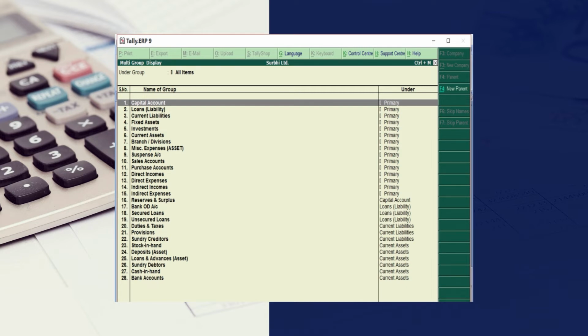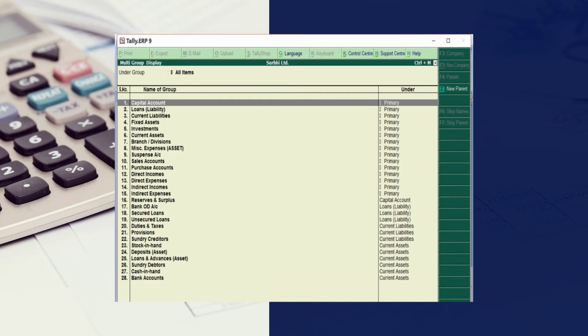Now let us just go through these 28 groups. You can see on the screen multiple group display under group all items. The first group is capital account. Capital account is the amount invested by the owner, so it will come under the primary group. Second is the loan. Loan can be taken as a liability or loan can be given to some other firm or organization or person as an asset. Here loan is representing as a liability and it will come under the primary group.